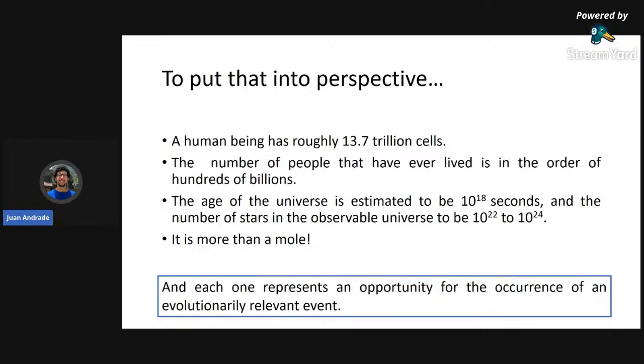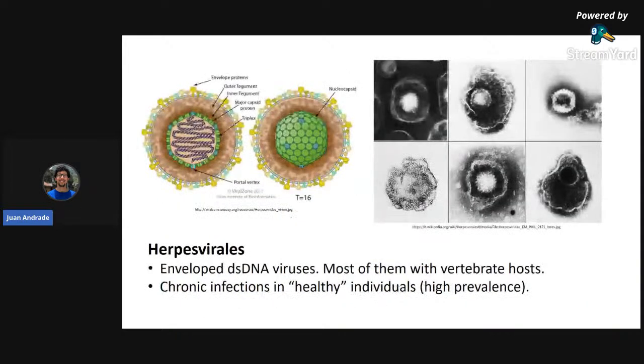I'm going to stop this part of the discussion to present the main protagonists of this particular story, which are going to be first the order Herpesvirales. These are enveloped dsDNA viruses, that is double-stranded DNA viruses. The majority of them have vertebrate hosts, although the smallest family does have bivalve hosts, so invertebrates.